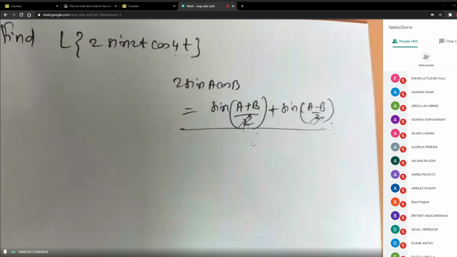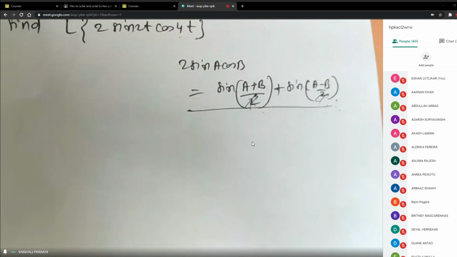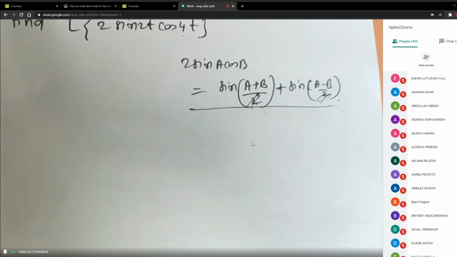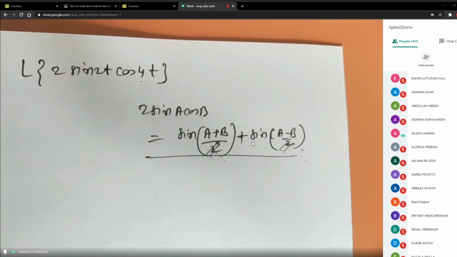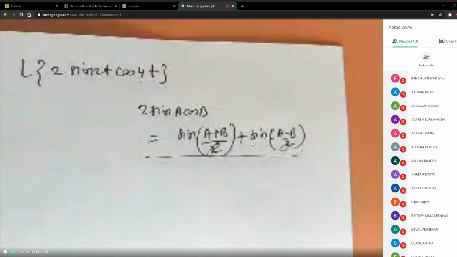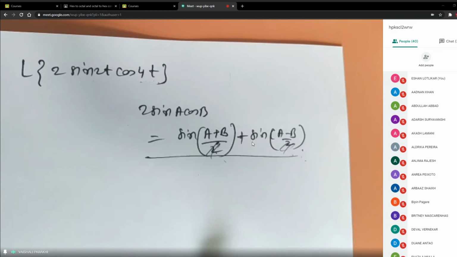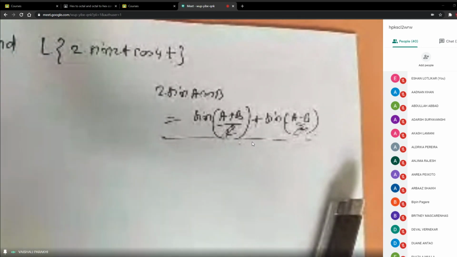Somebody is asking me something. Ma'am, what did you do with that formula there? 2 sin A cos B? Ma'am, can you move the page a bit to the left? I have not done anything. I am telling you to confirm the formula and solve it. Okay. This problem you are going to solve and tell me the answer next time.